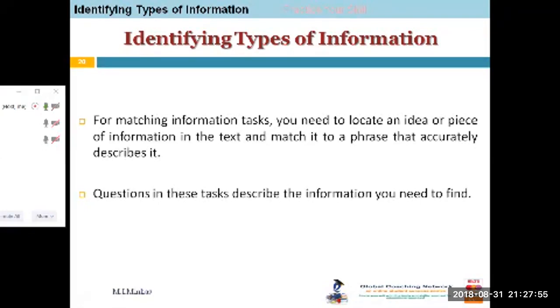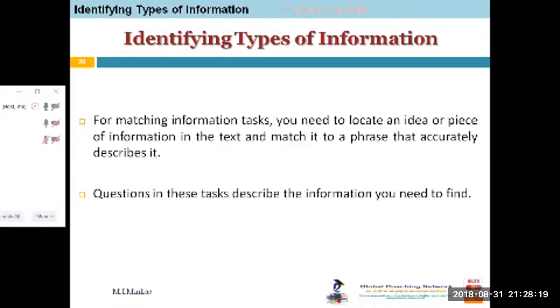examples of robots at work. Do you remember that? Yes, sir. So in that, I asked you which paragraph contains this information. And when I say this information, for this particular question, it means examples of robots at work.